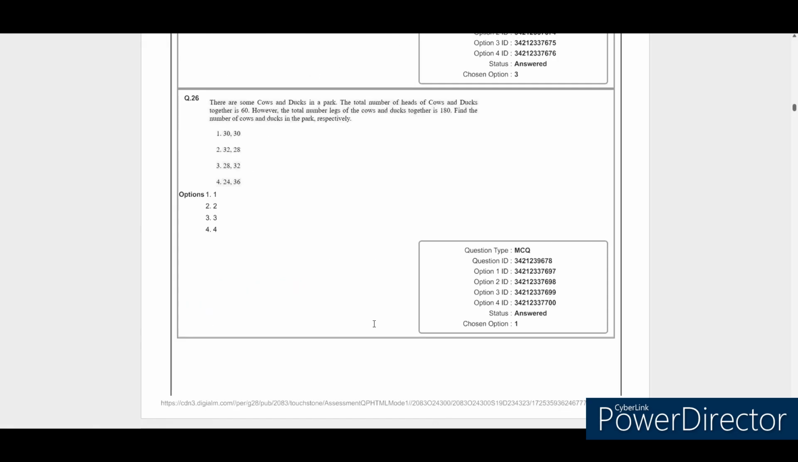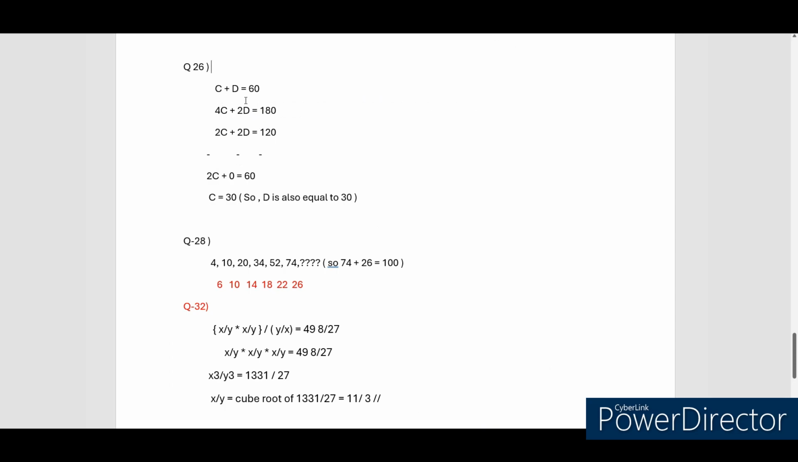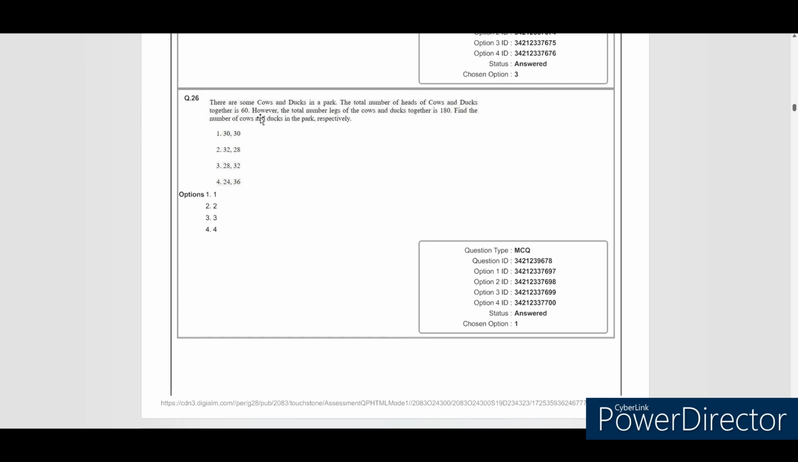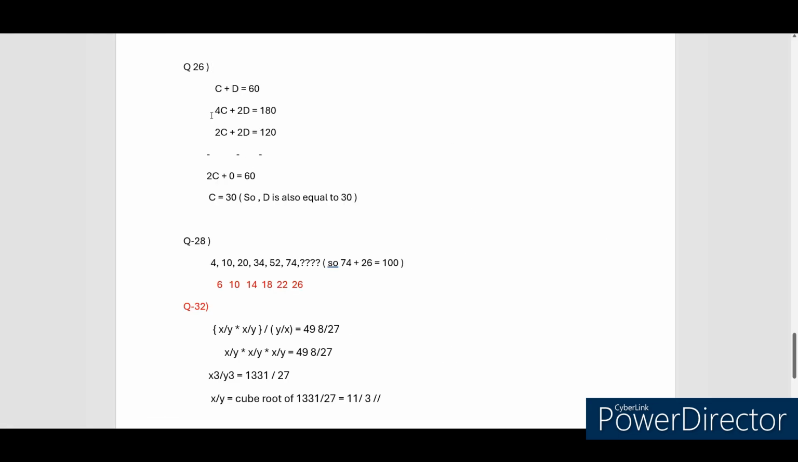There are some cows and ducks in the park, and the total number of heads of cows and ducks together is 60. So what does it mean? It means C plus D, I mean cows plus ducks, is equal to 60, because both of them have only one head, right? So whenever they say head, it is equal to one cow and one duck. So C plus D is equal to 60. And similarly, next, the total number of legs of the cows and ducks together is 180. So you know how many legs a cow has and how many legs a duck has, right? So simply you just need to put 4 legs for cow, that will become 4C, plus 2 legs for duck, that will be 2D, is equal to 180.